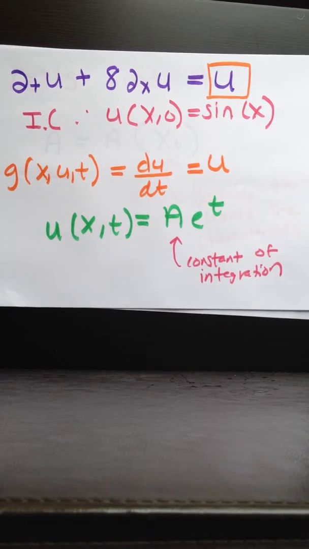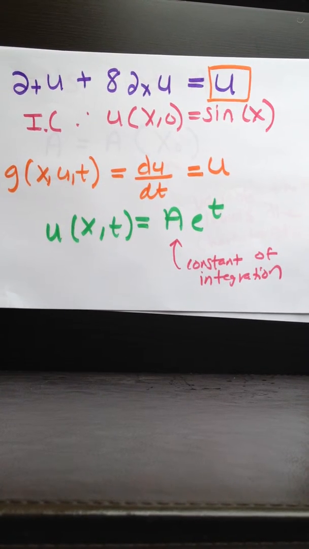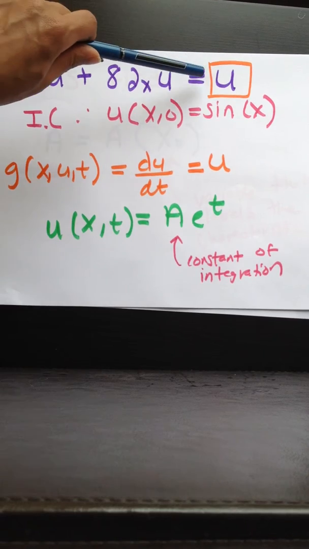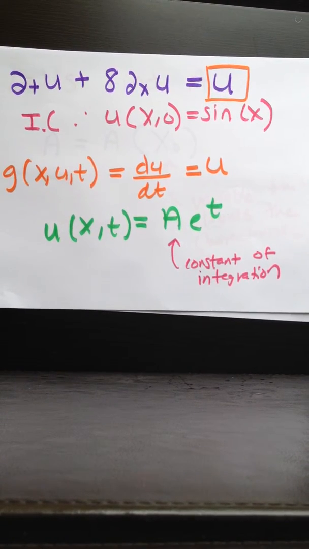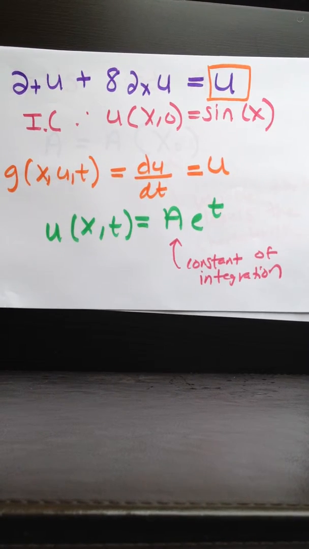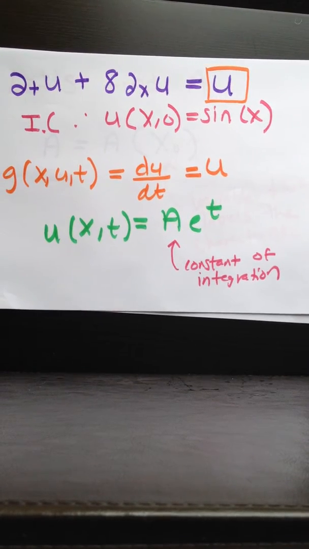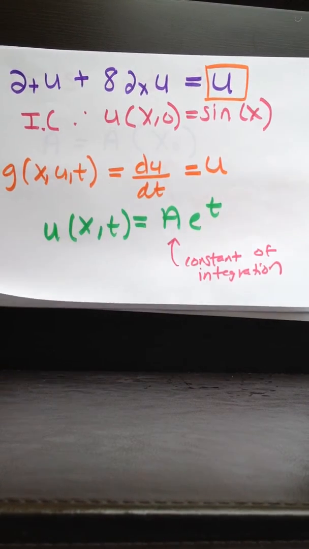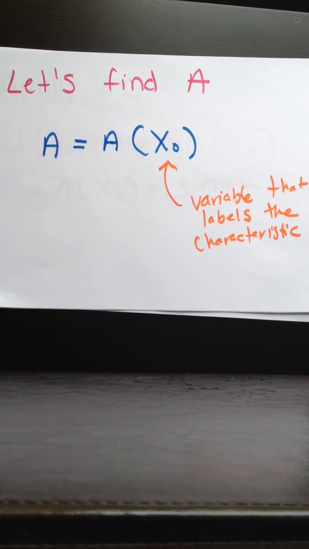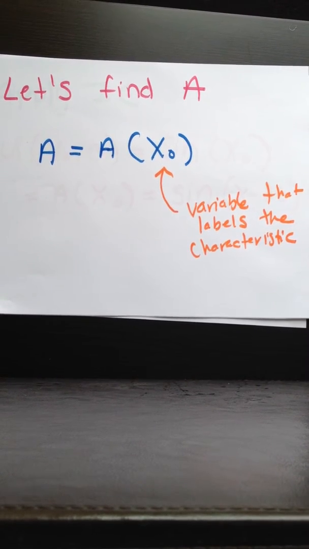For the same example, let's look for our g of x comma u comma t term, which is equal to du over dt, which in this example is equal to u. And from the first part of our course, we know that u of x comma t is equal to A e to the power t, and A is the constant of integration. So now let's find A. We write A as a function of x naught, and x naught is a variable that labels the characteristic.